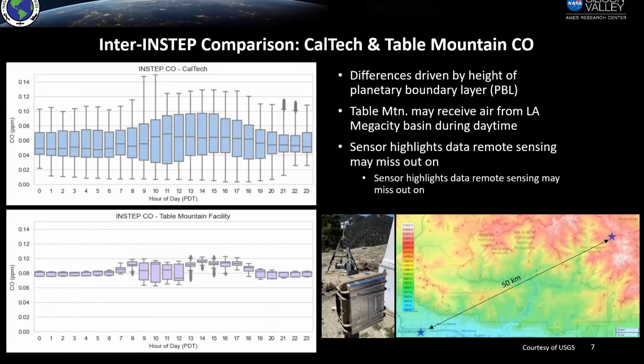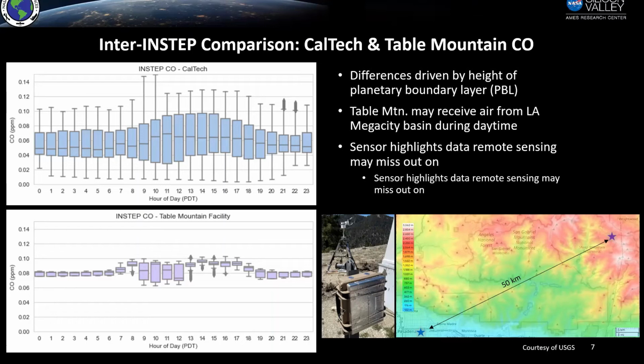The concentration range is pretty different. The amplitude is pretty flat at Table Mountain, although compared to Caltech, we do still see a lot of variability throughout the daytime. Whereas at Caltech, maybe the range is a bit wider, but we're definitely seeing a really different trend there. And we believe that most of these differences are driven by changes in the planetary boundary layer.